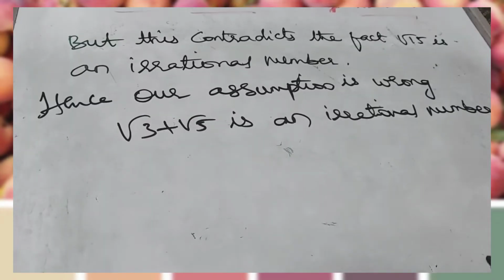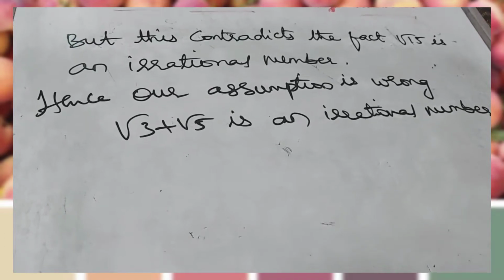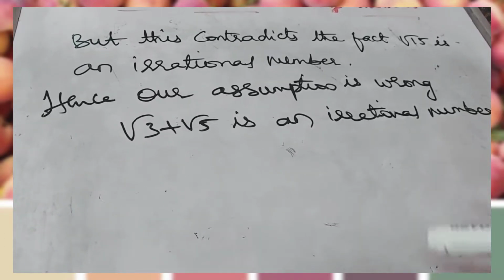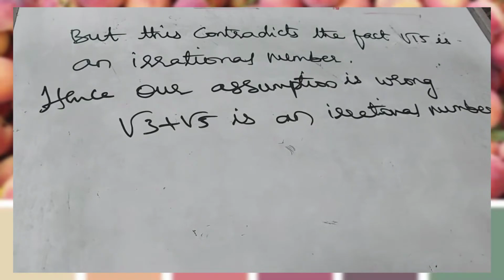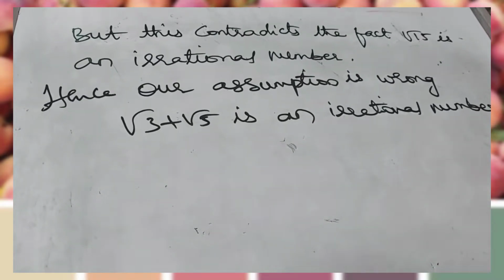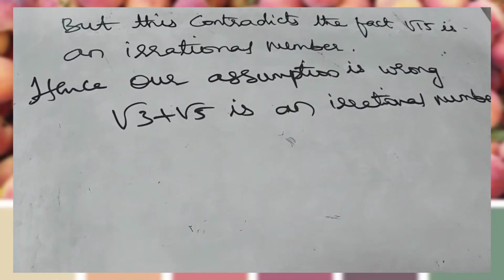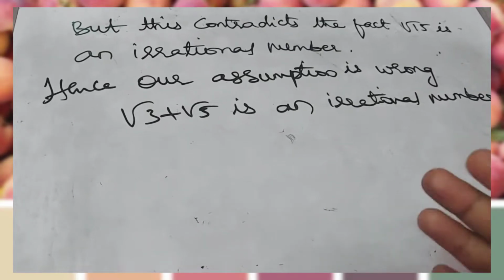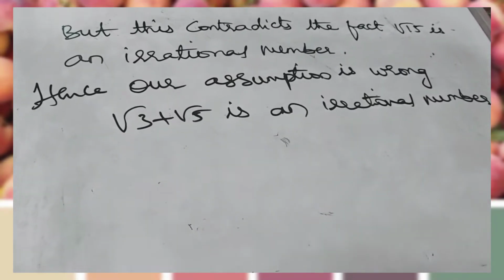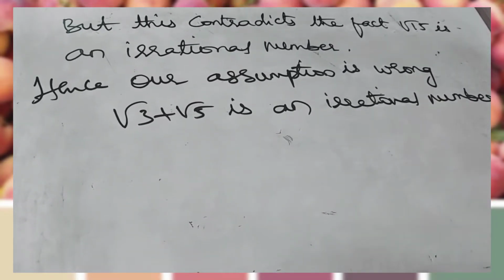But this contradicts the fact that root 15 is an irrational number. So hence our assumption is wrong here. So root 3 plus root 5 is an irrational number. Last step, you have to write this.